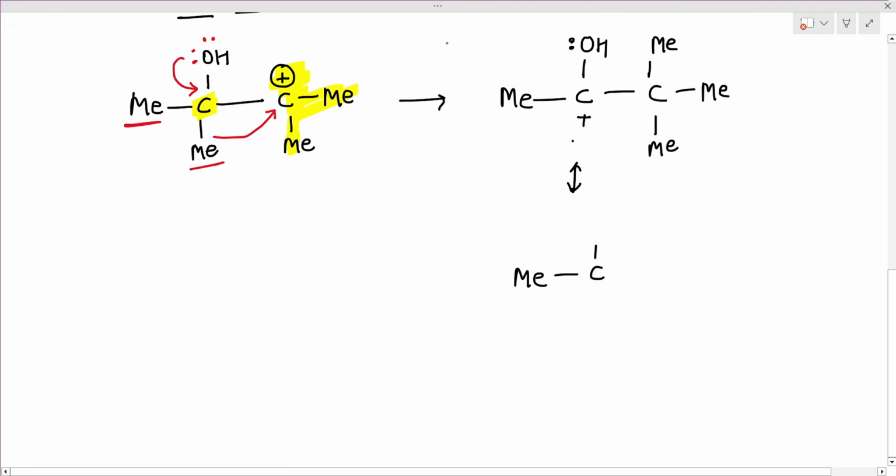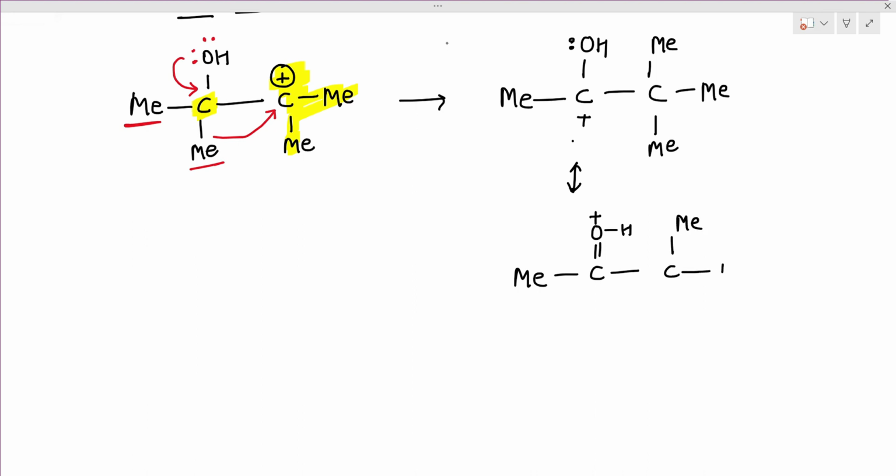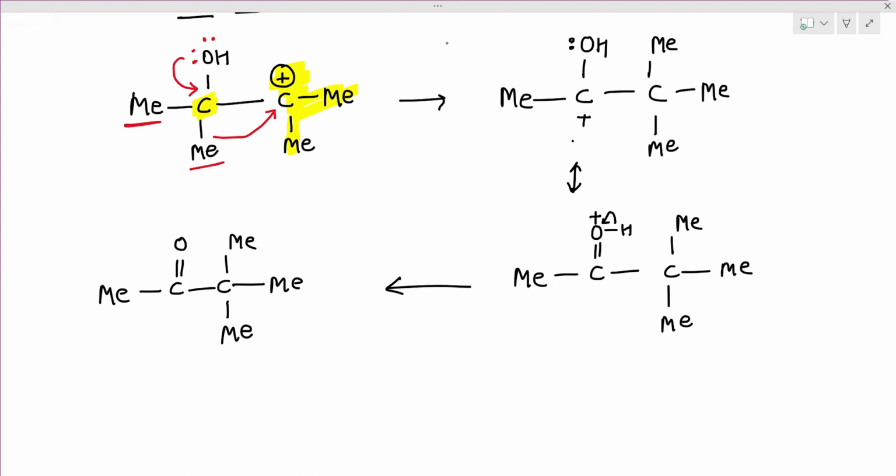Me C double bond O plus H C Me Me Me. Alright, now you can understand what will be the next step: the removal of this proton. So this will move like this and we are getting Me C double bond O Me. So this is our ultimate product, a carbonyl compound that we are getting. So this is the complete mechanism.